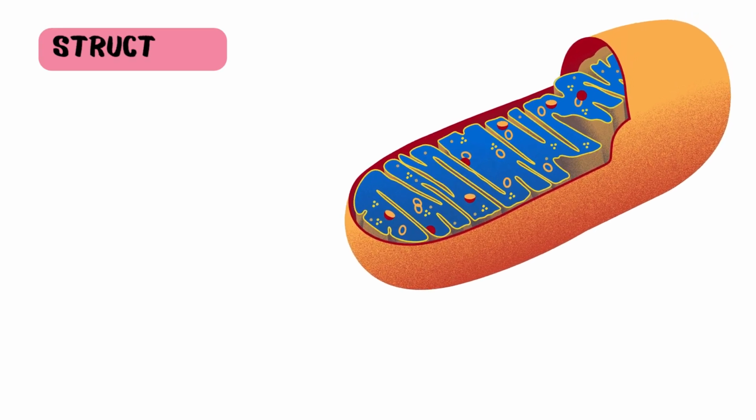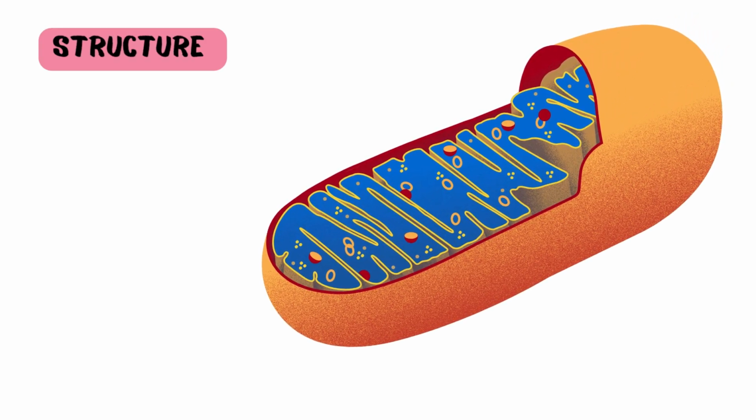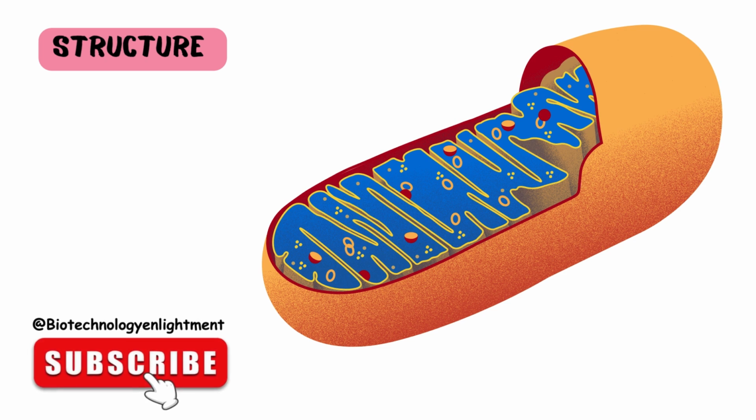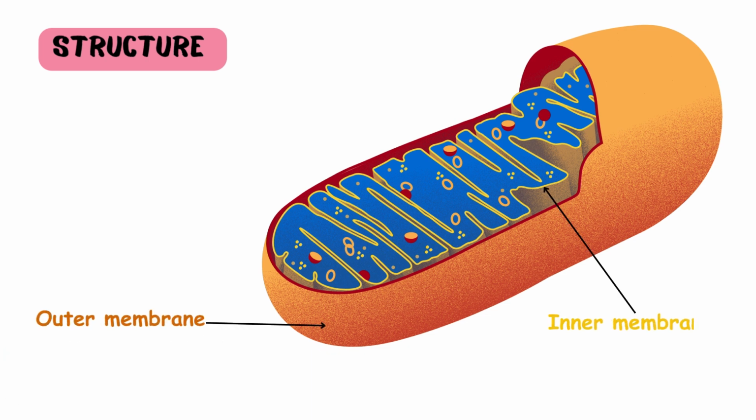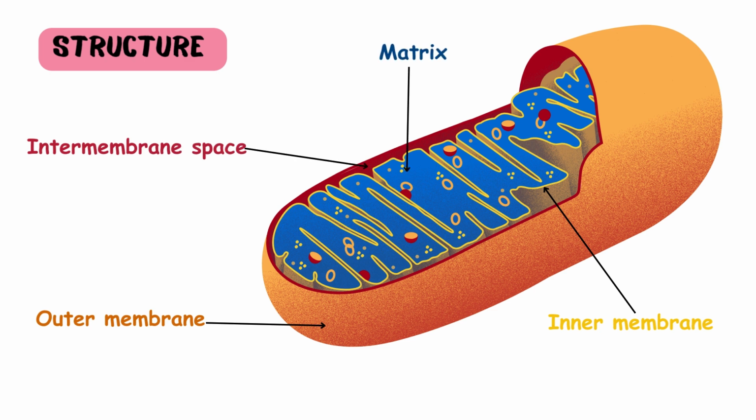Now, let's look at the structure of mitochondria. So, mitochondria have four main parts. First, outer membrane, second, inner membrane, third, intermembrane space, and the fourth, matrix. The outer membrane is smooth and permeable, and allows small molecules to pass. The inner membrane is highly folded to form cristae, which increases surface area for ATP synthesis.